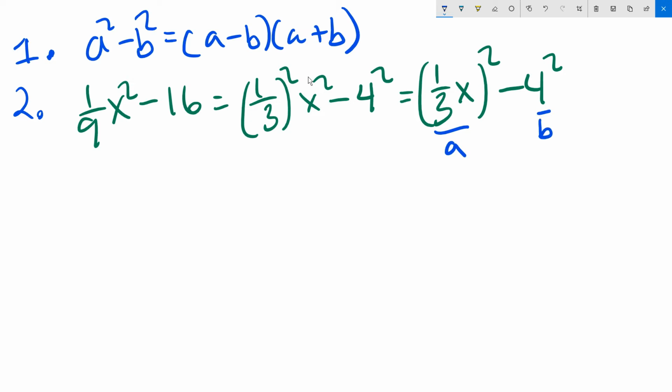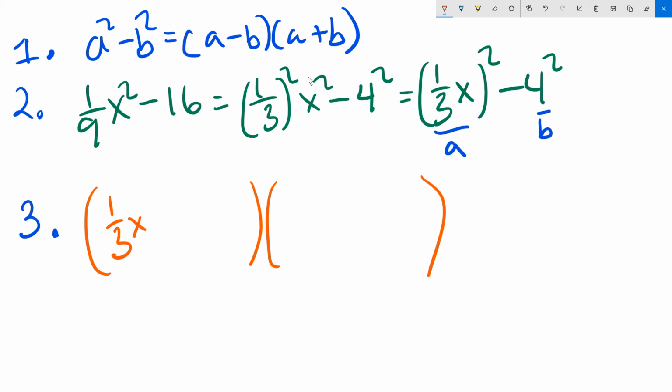Once I have that done, I can just plug this into the pattern. So the pattern says that the answer basically will look like this. The answer will be this. You put parentheses down and you plug in. So it's going to be 1/3 x over here, another 1/3 x over here. Then for the first one, for example, you do like minus the value of b. In our case, as you can see, b is 4. And then also 1/3 x plus the value of b. So again, plus the value of 4.